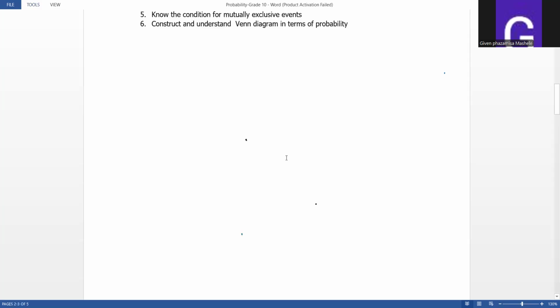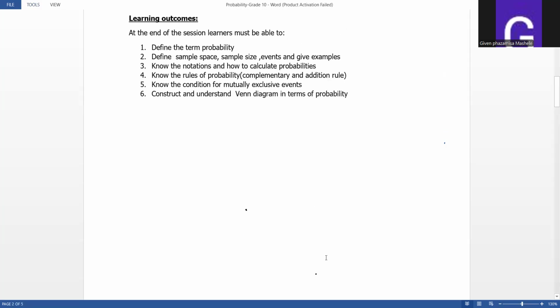Okay, right. The next one is the issue of rules of probability. We went through this, this, and this. Now we're going to talk about the rules of probability.